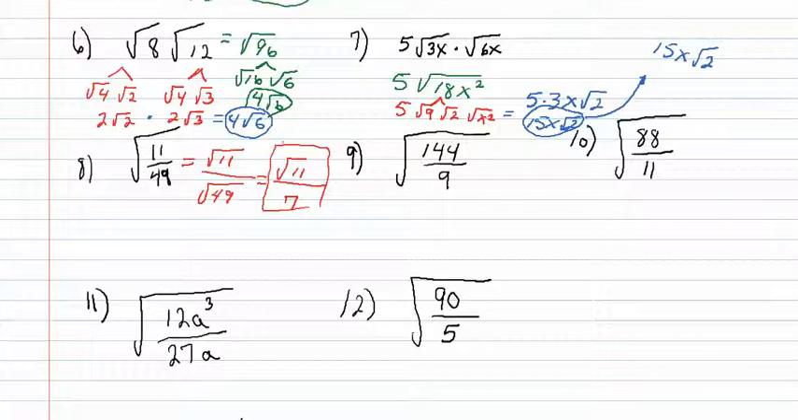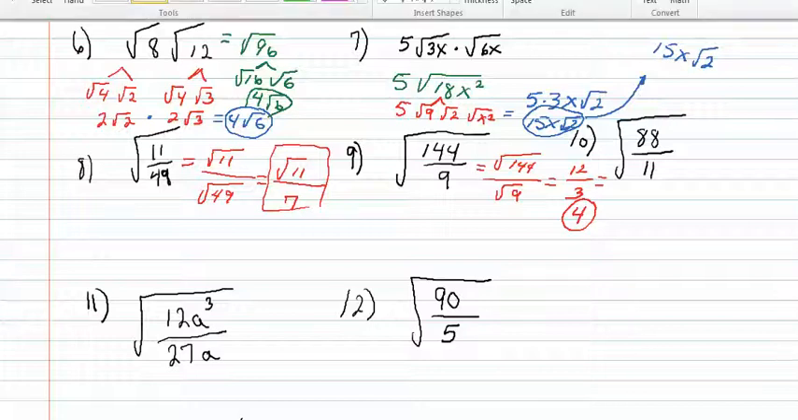Okay, number 9. Now I look and I say, okay, could I simplify this? I could, but I think if I broke it down into 2 separate radicals, I can do it almost in my head. So square root of 144 is 12. Square root of 9 is 3. I'm almost there. Can I simplify? How many times will 3 go into 12? 4 times. So that's your answer. We simplified it all the way down.